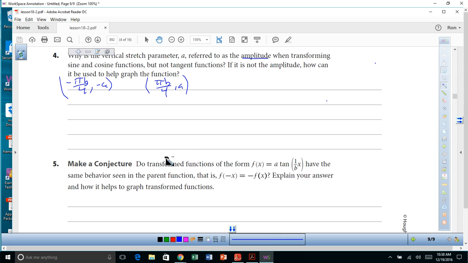Make a conjecture. Do transformed functions of the form f of x equals a tangent of 1 over b x have the same behavior seen in the parent function? That is, f of negative x equals negative f of x. Explain your answer and how it helps to graph the transformed function.